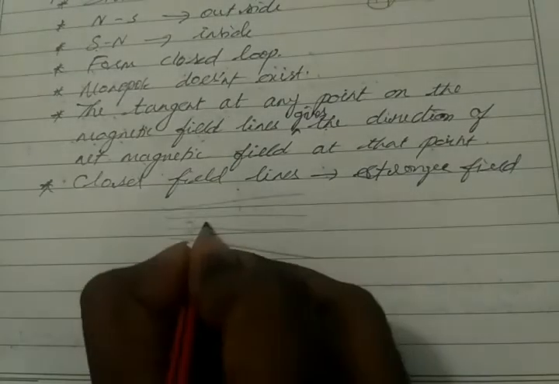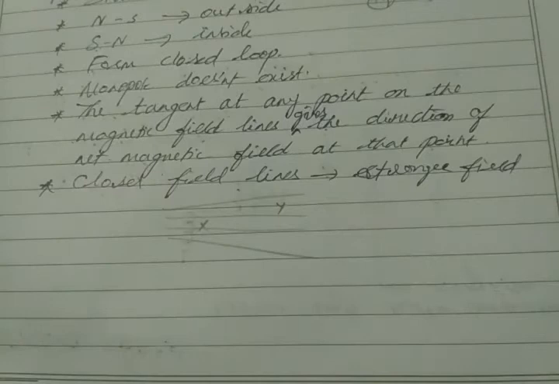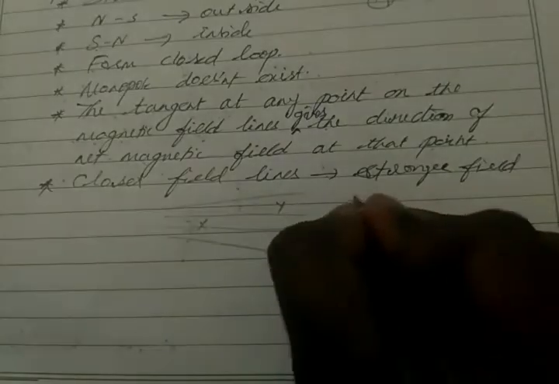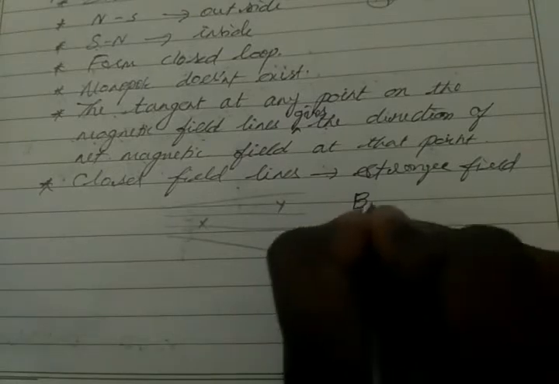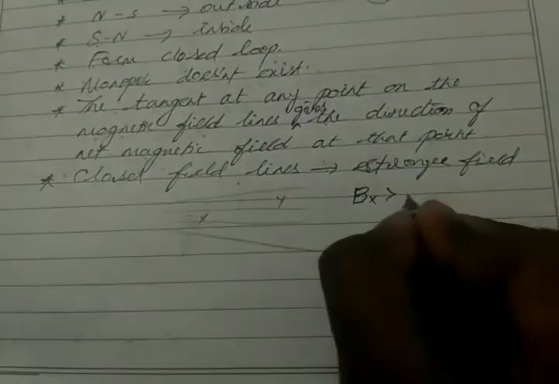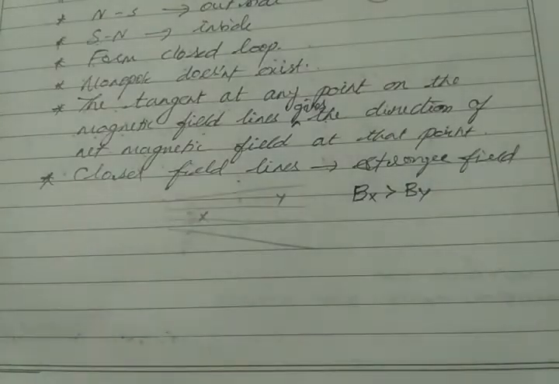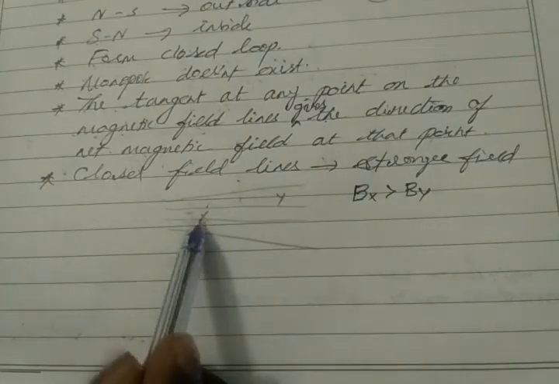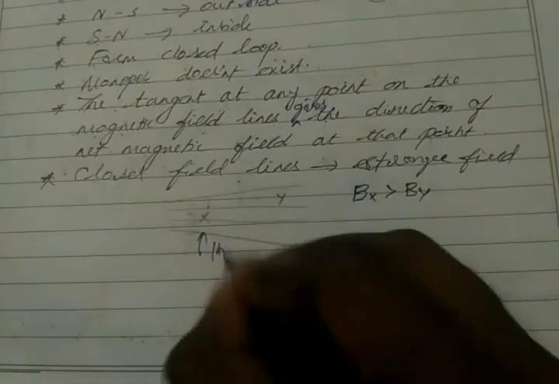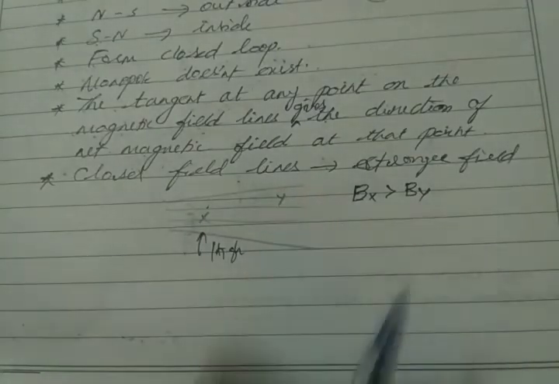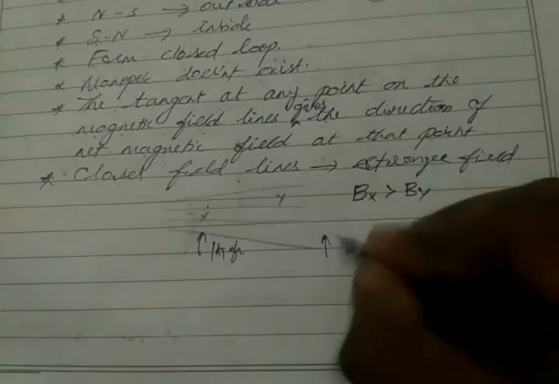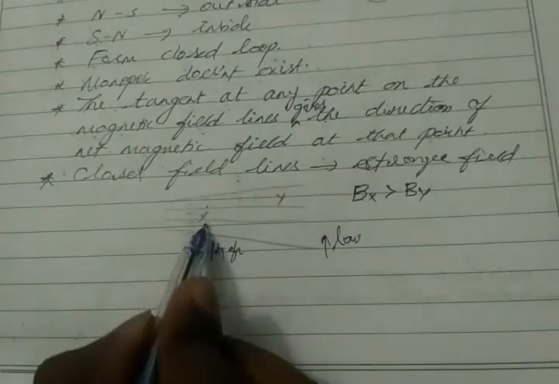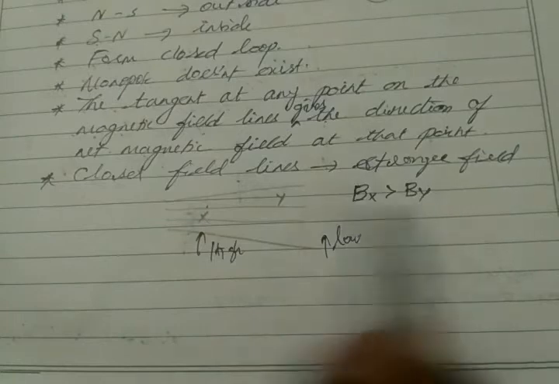Consider two points, X and Y. What will be the magnetic field strength at point X compared with point Y? We can compare it like this: the magnetic field at point X is greater than the magnetic field at point Y. Why? Because here the field lines are closer to each other, so the magnetic field strength is high, right? Here the field lines are farther from each other, so the magnetic field strength is low. So we can say point X experiences more magnetic force than point Y.